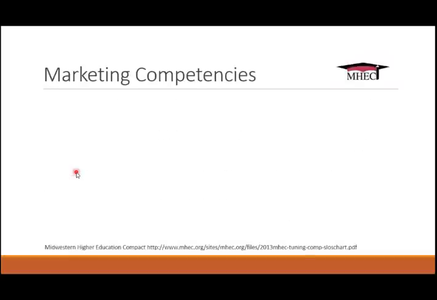The Midwest Higher Education Compact is comprised of a number of universities in higher ed, and they had a team with people from Indiana, Illinois, and Kentucky, professors from private and public 2- and 4-year institutions that looked at what are the competencies, or what should students be able to know and do when they complete a degree in marketing. And so what we're going to do is to teach you about marketing based upon those identified competencies.